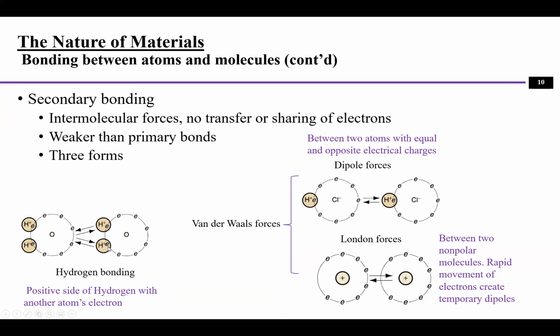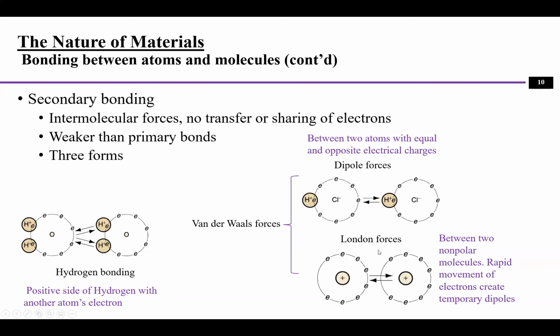So this is the hydrogen bonding. Another type of bonding is the dipole forces. The dipole forces are between two atoms with equal and opposite electrical charges. If you look at chloride here, it has a negative charge, right? And hydrogen has a positive charge, and this electron also has a negative charge. So the positive charge of the hydrogen atom and the negative charge of the electron start to form certain forces, right? So this is dipole forces.